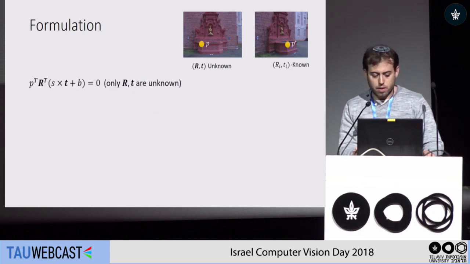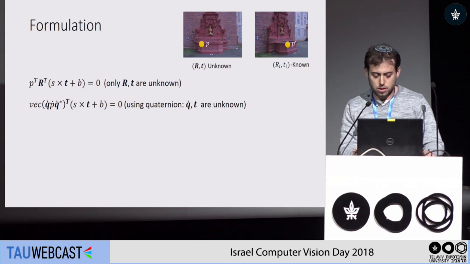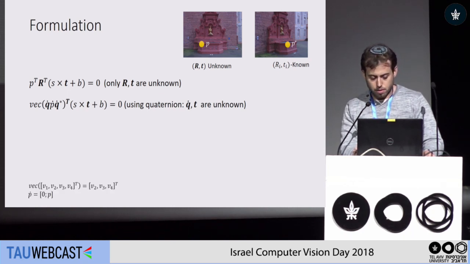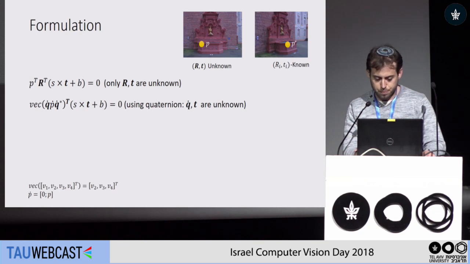Now, we can represent the rotation, instead of a rotation matrix, using a quaternion, where the quaternion has 4 entries: 1 entry for the scalar part and 3 entries for the vector part. Now, vec takes only the vector part of the quaternion, and each vector can be extended to be a quaternion by putting 0 in its scalar part.